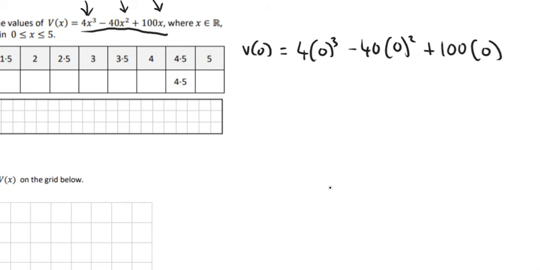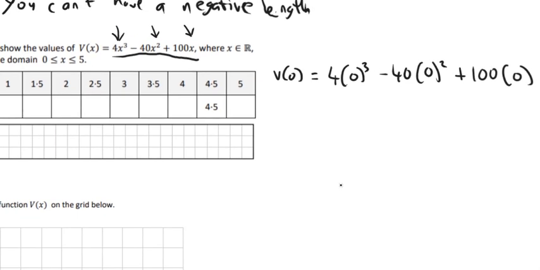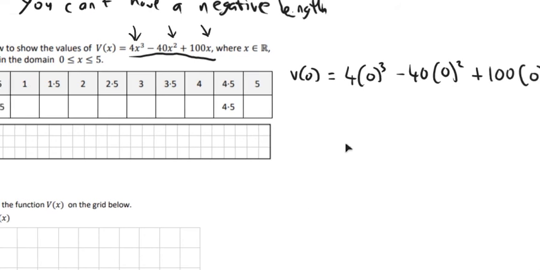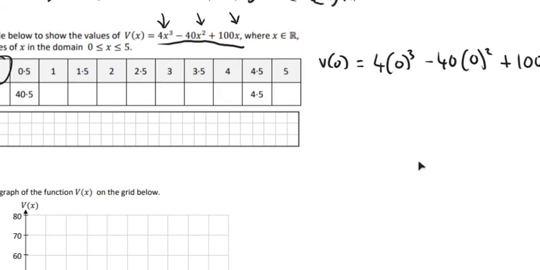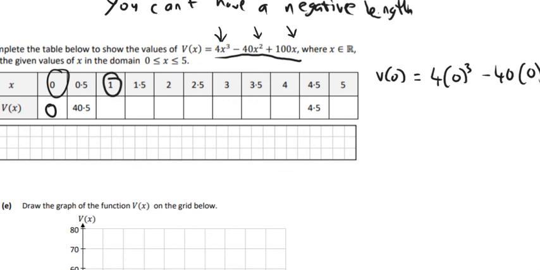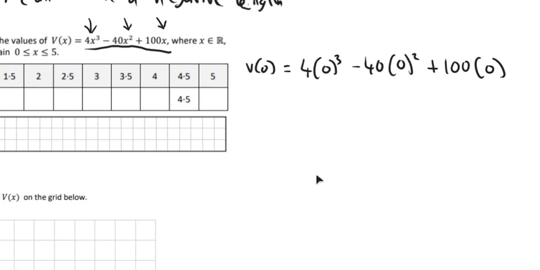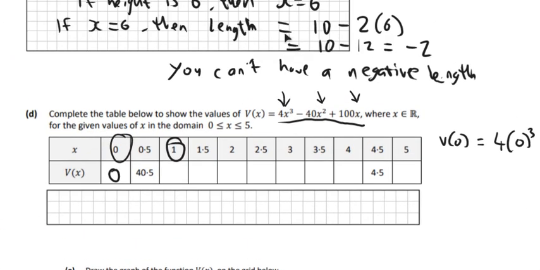So if you put all that in the calculator, or you don't need to put that in the calculator because you might be able to see anyway it's going to be 0. You should get a 0 answer. So the answer then is 0, so you put in 0 in there. And then you do the same thing for the next one. Well, they fill in the next one, 0.5 is 40.5, but for the one after that, what you do is you put in a 1 instead. So you do 4 times 1 cubed minus 40 times 1 squared plus 100 times 1, and you get your answer. You can use a calculator there.